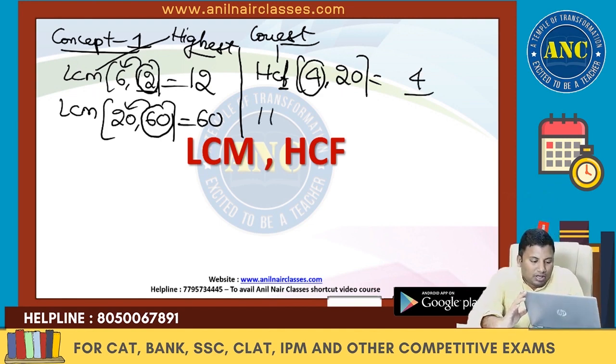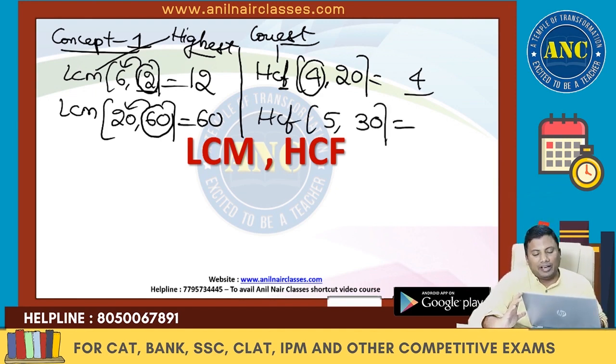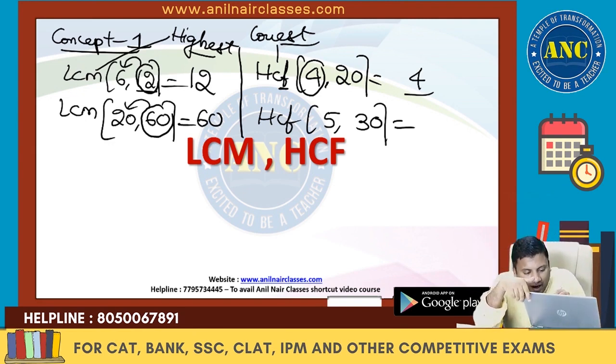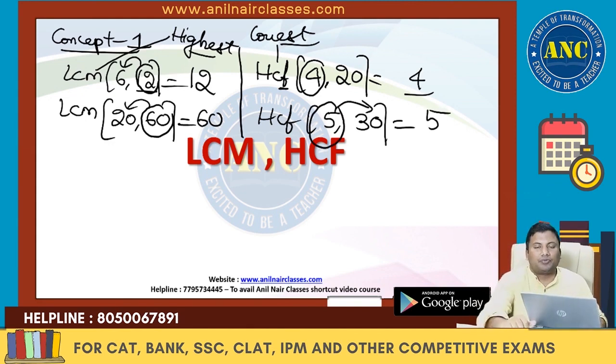Suppose HCF of 5 comma 30. HCF stands for highest common factor. A factor of a number comes to the left side of the number. A multiple of a number comes to the right side of that number. Factor means take the smallest value. 5. Does 5 divide 30? Yes. Some more examples.